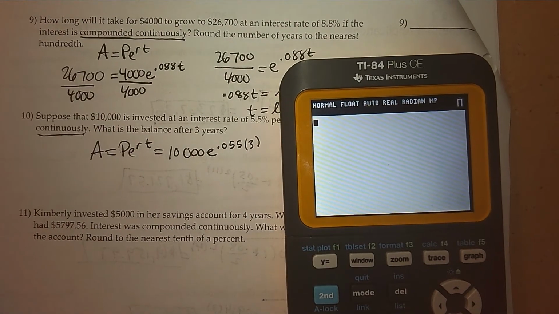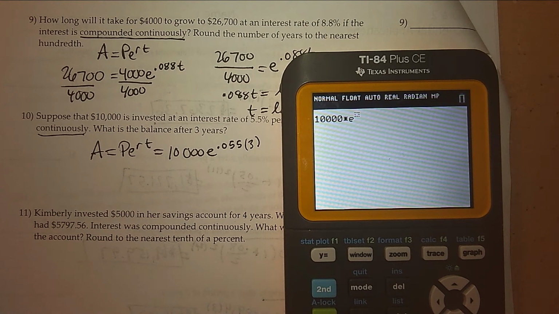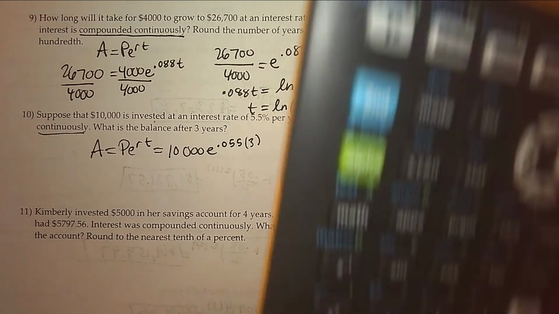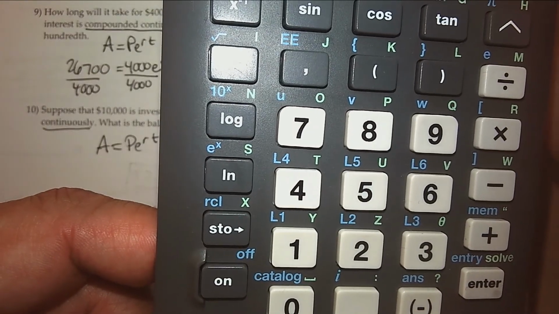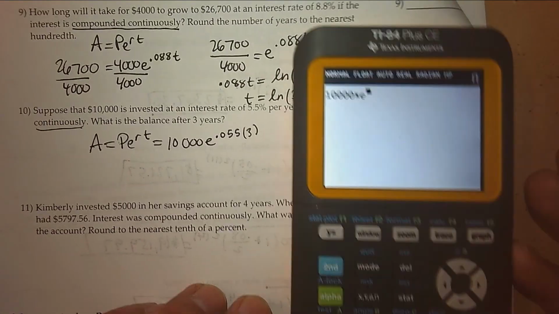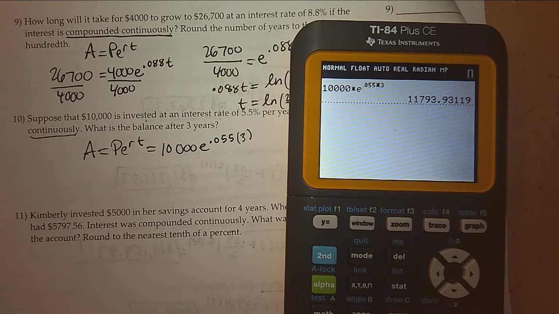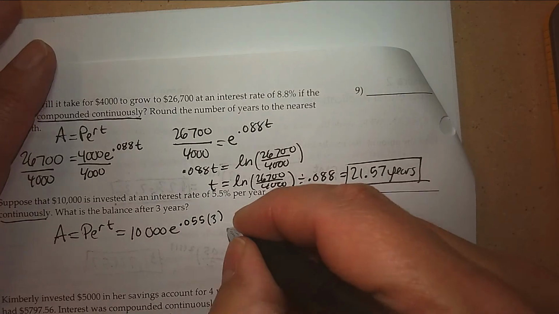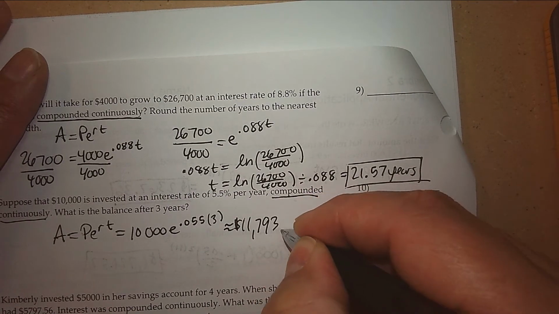So it's right there. So 10,000 times E. I'm going to press the blue button and ln. There's E in the calculator. So again, if you want to know where it is on this calculator, it's the blue. See where ln is? That blue, e to the x, that's the button. So there it is. So e to the x just means e to some exponent. Our exponent is 0.055 times 3. So how much will be in the account after 3 years? And the answer is about $11,793.93.